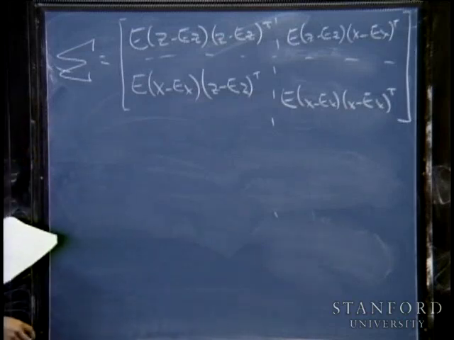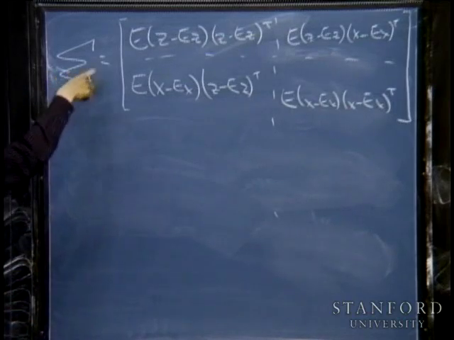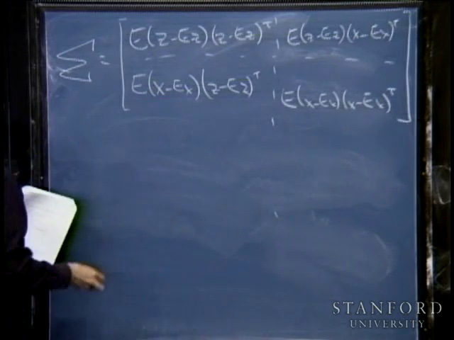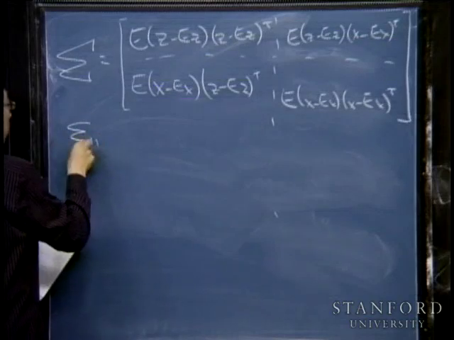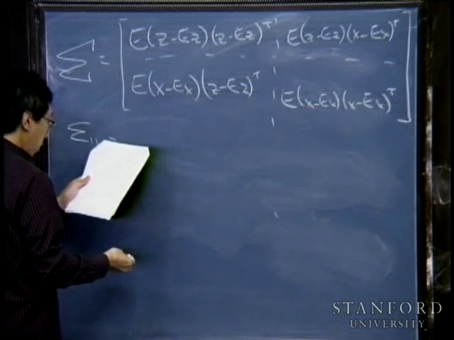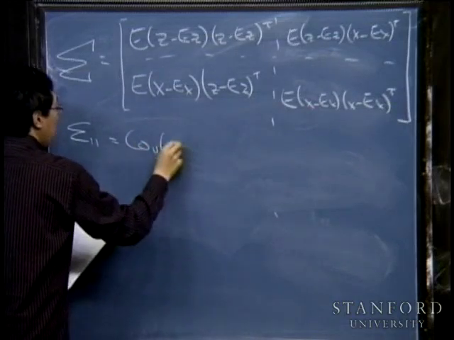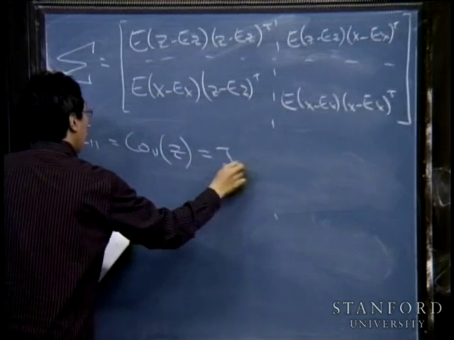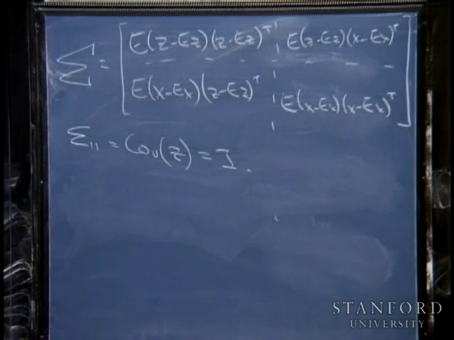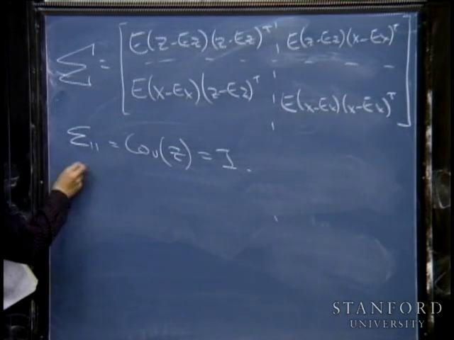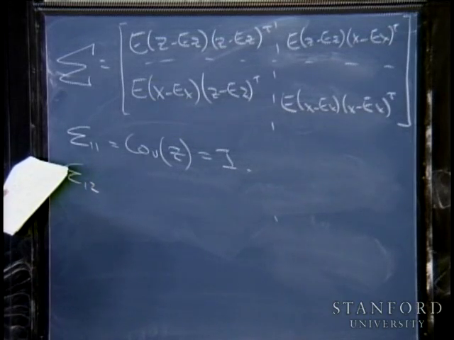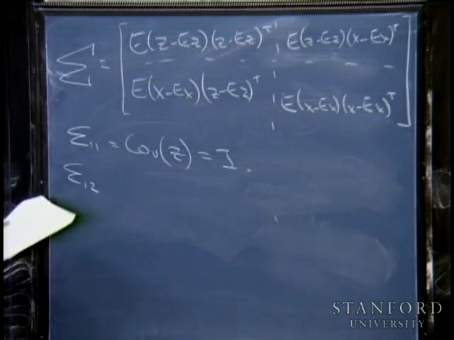Okay, so the covariance matrix sigma will comprise four blocks like that. The upper leftmost block, which I write as sigma 1,1, is just the covariance matrix of Z, which we know is the identity. I'm just going to show you briefly how to derive some of the other blocks.